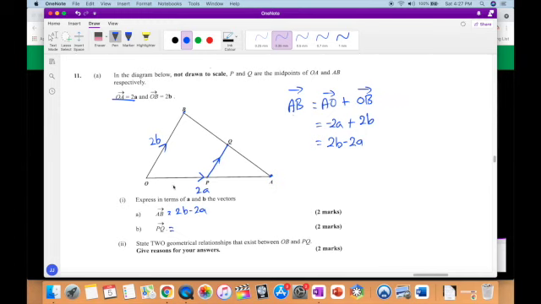Right? So, P to Q, I want a vector P to Q.